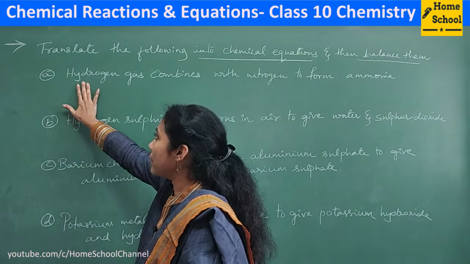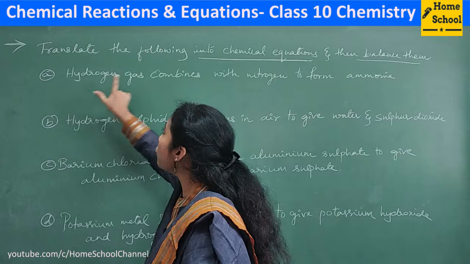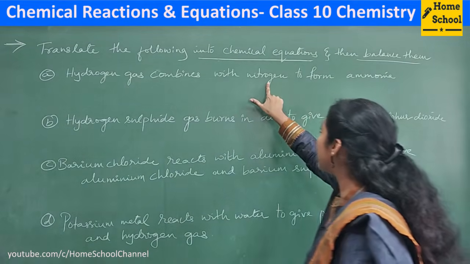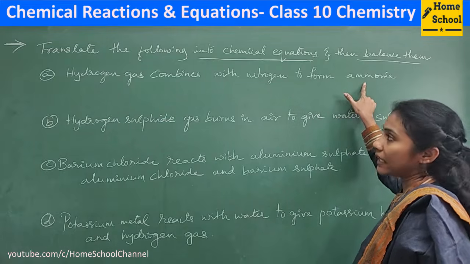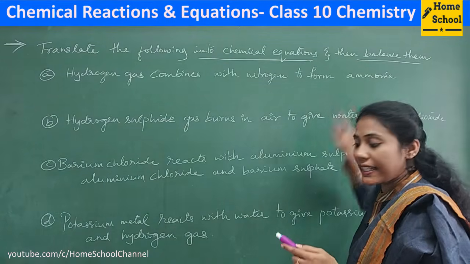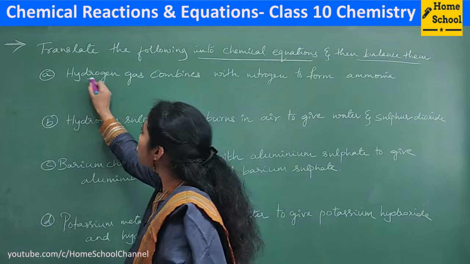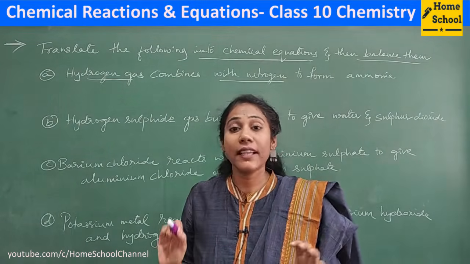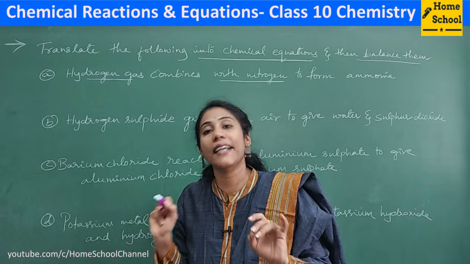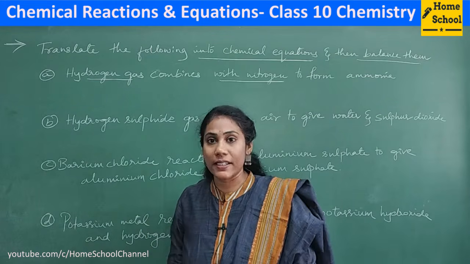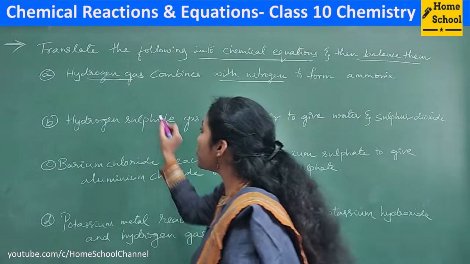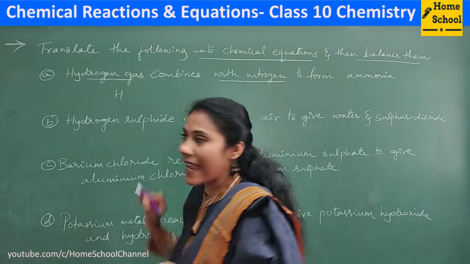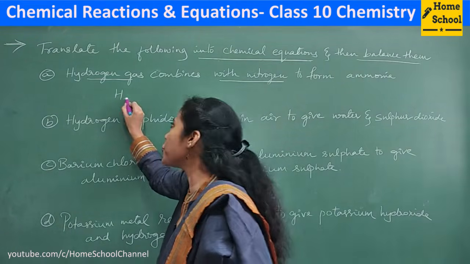Coming to the first question, read the sentence. Hydrogen gas combines with nitrogen to form ammonia. Here which are the reactants? Hydrogen gas combining with nitrogen gas. So hydrogen and nitrogen are the reactants. How do you write hydrogen? What is the symbol of hydrogen gas? Just H or H2.